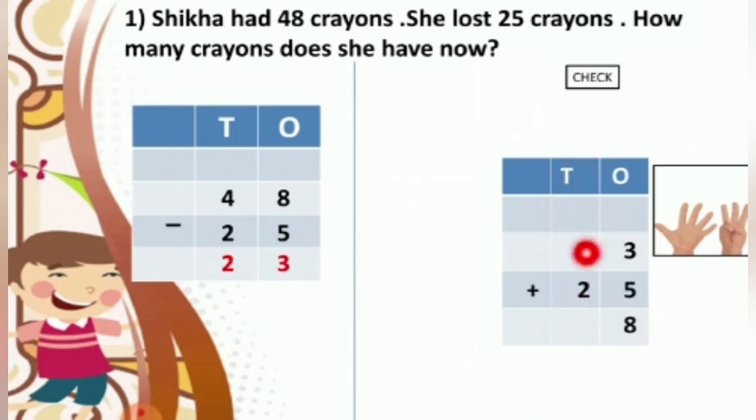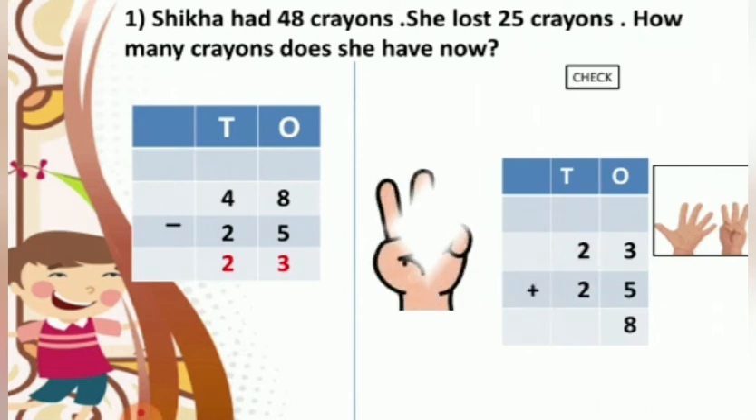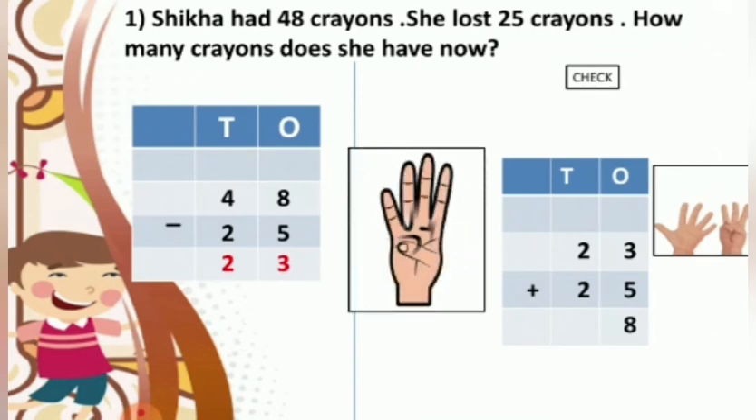Now move to your tens column. 2 plus 2. So open your 2 fingers. Again open your 2 fingers. How many fingers are open? Let's count. 1, 2, 3, 4. So your answer is 48. Yes, my answer is correct. 48. We started the subtraction with this number and I got the answer over here. Now let's move to the next slide.